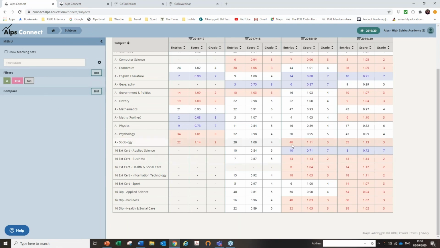In 2019, sociology was red hot with 40 students. It was an extremely narrow grade 4, almost red hot the previous year with 28 students. It was a red hot grade 2 the previous year with 22 students. All year in 2019, the sociology grades, mock grades and predicted grades had been low, had been blue.